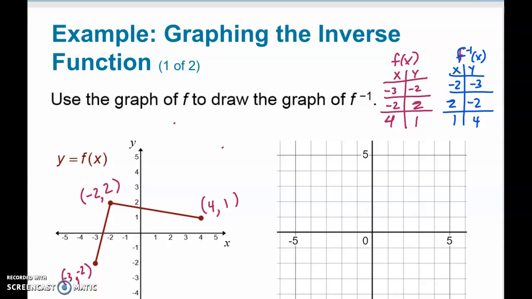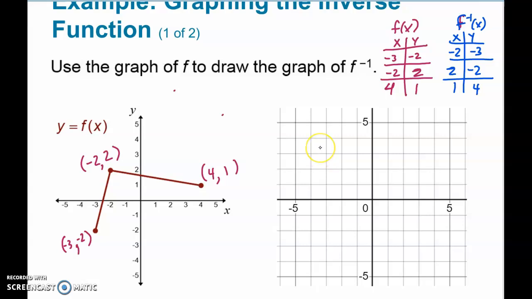And then I'm going to graph these, and I'll use this graph paper that's provided for me. I'm going to plot those points. So -2, -3 would be down here. +2, -2 would be here. And then 1, 4 would be up here. And then I'm going to connect those points, and I get something that looks like this.